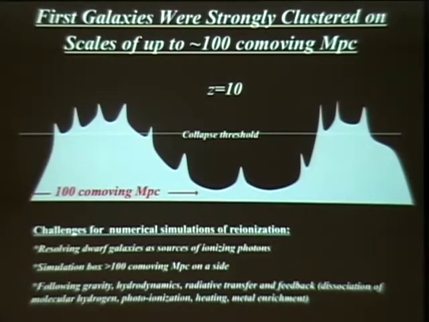And by now, we have simulations that cover a scale bigger than 100 co-moving megaparsecs. Of course, the reason it was not done early on is because it's very challenging. And the reason it's challenging is because you don't only need to simulate a chunk of the universe of order 100 co-moving megaparsecs, but you also need to resolve inside this box very small objects, the dwarf galaxies that formed early on. And if you wanted to calculate how reionization progresses, what you want to find is how the radiation emitted by those dwarf galaxies affected the gas around them.